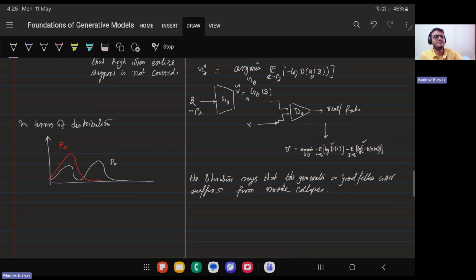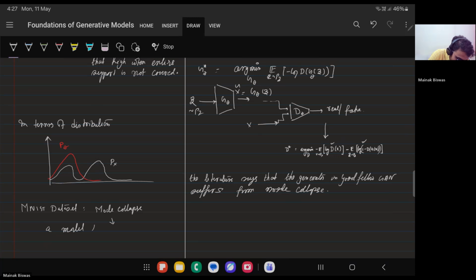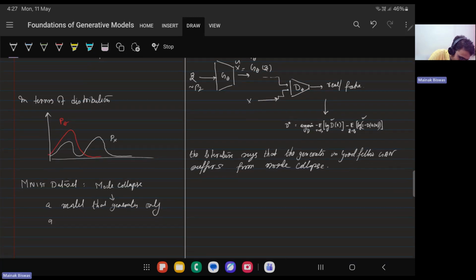But if you have, say, an MNIST data set, mode collapse could be a model that generates, say, only 9 and 7 and ignores the rest. This is mode collapse. This is seen many times in the literature, and if you train your model multiple times, sometimes you'll see that mode collapse does happen. And why it happens is what I'll show you now.